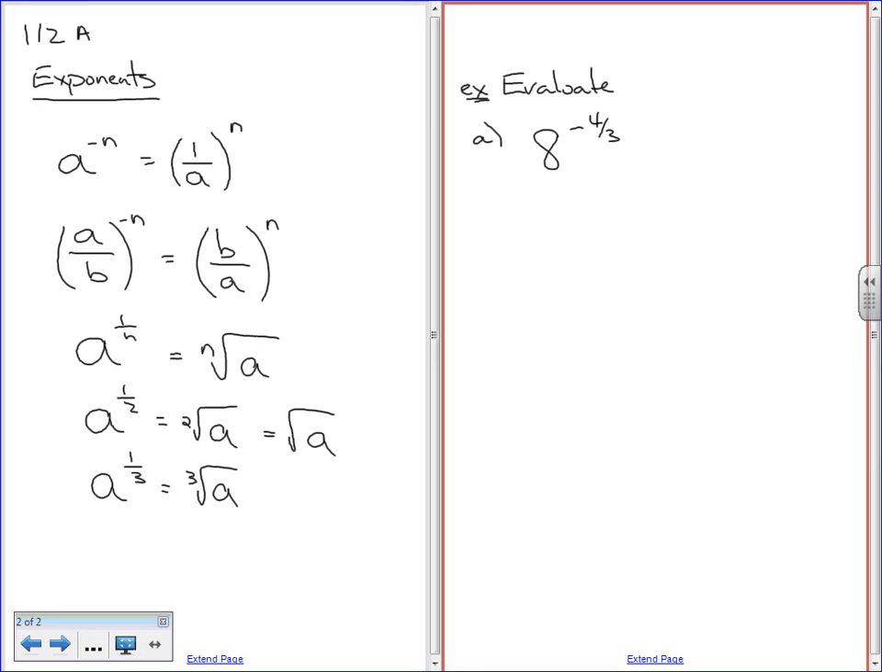The negative tells me to flip the base, so instead of 8, it becomes 1 over 8, to the corresponding positive exponent. The next thing I'm going to deal with is the denominator of the exponent, which is a 3. So that tells me to take the cubed root of the base. The cubed root of 1 is 1, because 1 times 1 times 1 is 1, and most scientific calculators have a cubed root button on it. And the cubed root of 8 is 2, because 2 times 2 times 2 is equal to 8. Any questions on what I'm talking about?